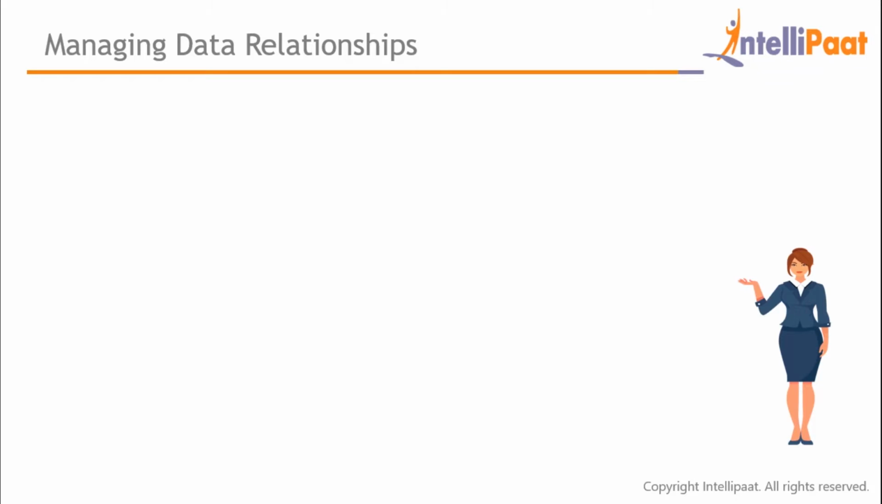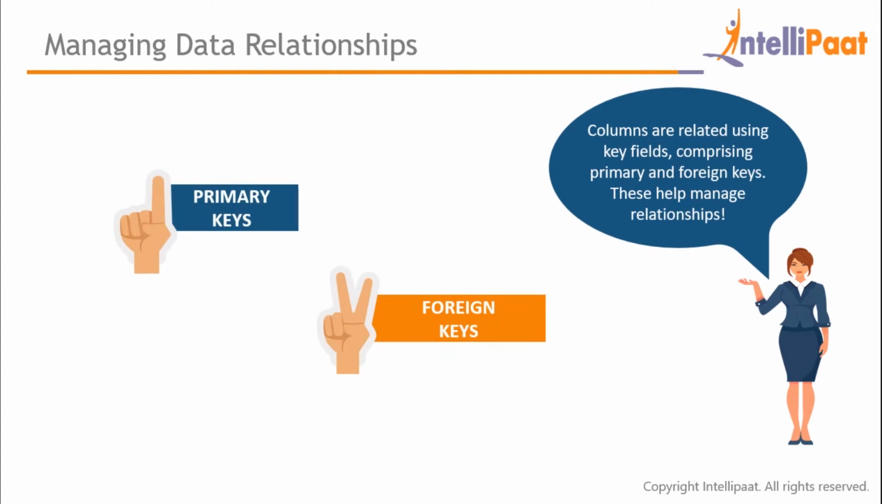Now let's see how data relationships can be managed. Data relationships can be managed with primary and foreign keys. What are primary keys then? A primary key is a special relational database table column which is specifically designated to uniquely identify all table records. But a foreign key is defined in a second table but refers to the primary key in the first table. And the relationship between these two keys is the stronghold of how tables are connected.